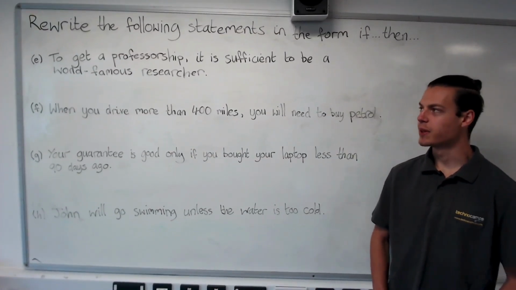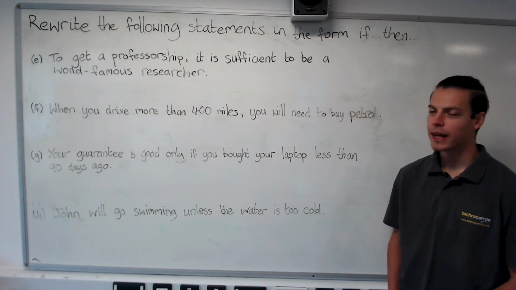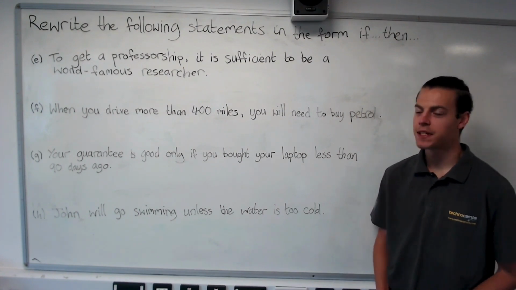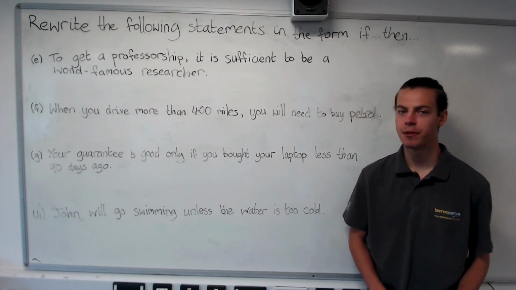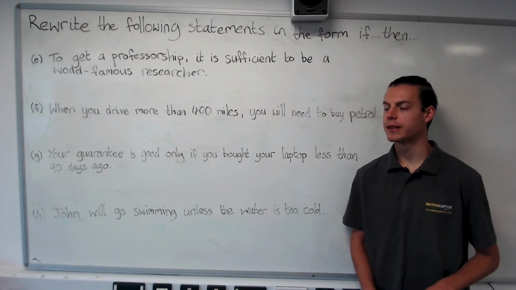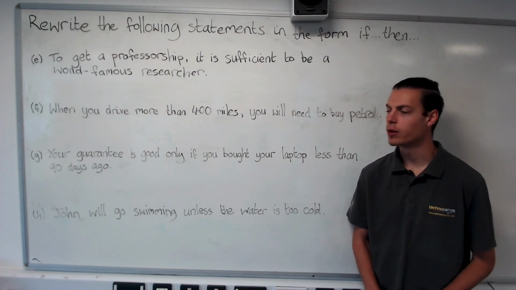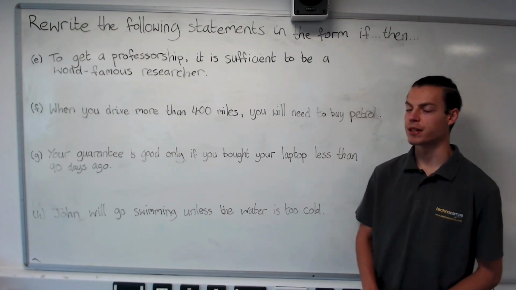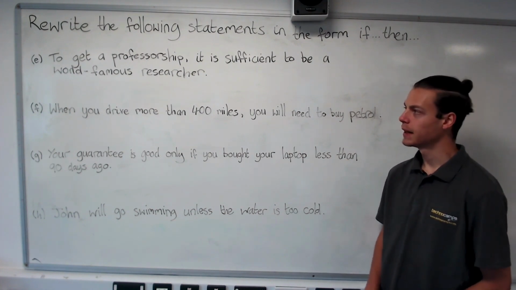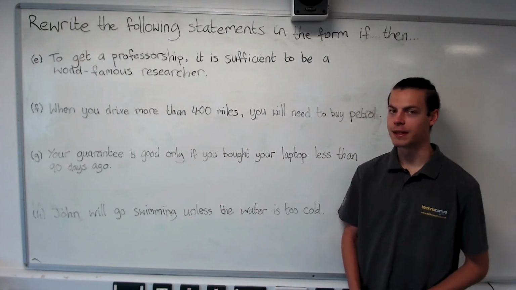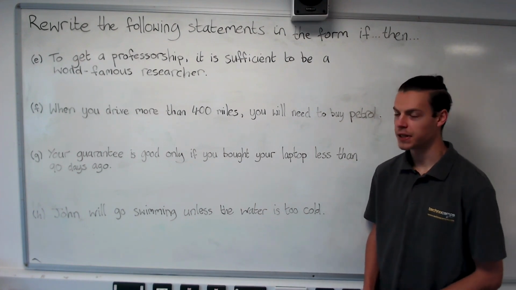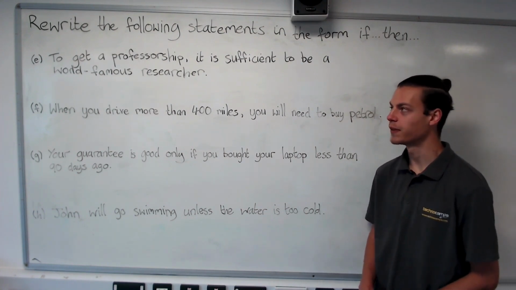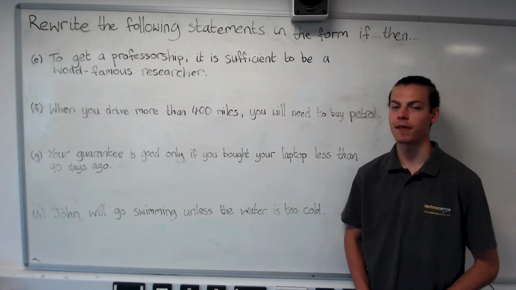Let's take a look at statement E. To get a professorship, it is sufficient to be a world-famous researcher. Okay, so it's sufficient, but not necessary, right? So there are other ways to get a professorship, but if you are a world-famous researcher, this is sufficient. So if you are a world-famous researcher, then you get a professorship.